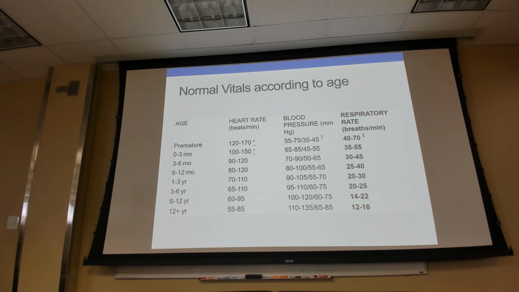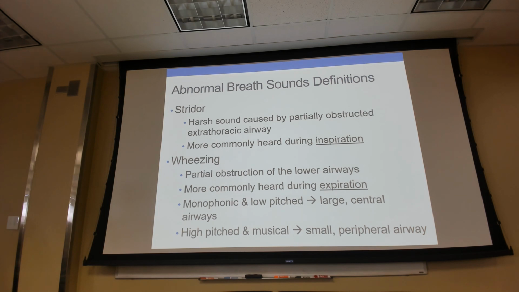5 times a minute, right? That's never normal. But is it normal if they're breathing 40 times a minute? That might be normal if they're 9 months old. But if they're 4 and it's 40 times a minute, probably not normal. And there's some respiratory distress going on with that.